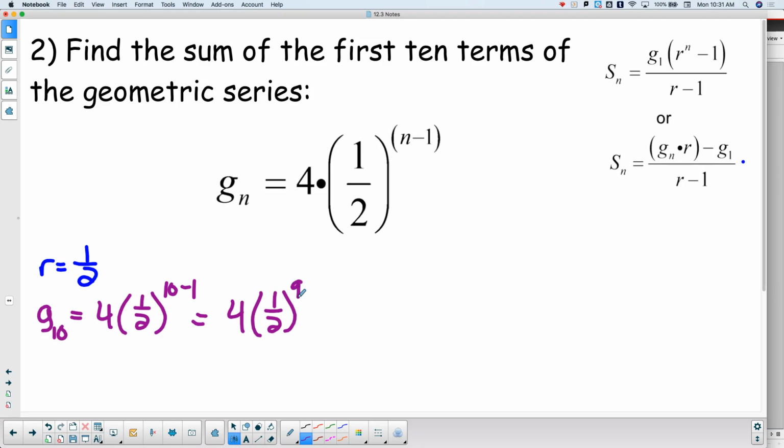1/2 to the 9th power is 1/128, I think. 5 gets me 32, 6 is 64, 7 is, nope, 7 is 128, 256 is 8, 512? Oops, that's 4 times 1/512.